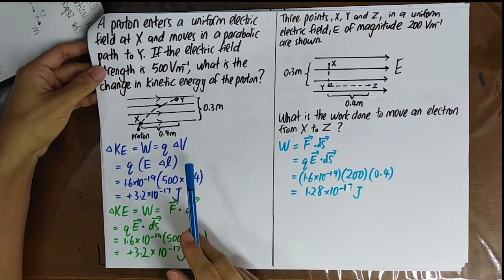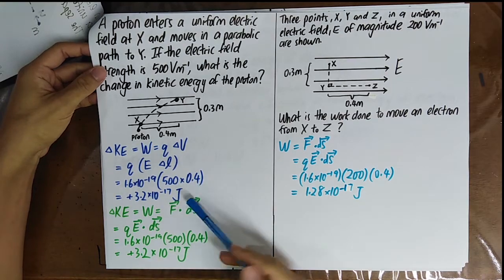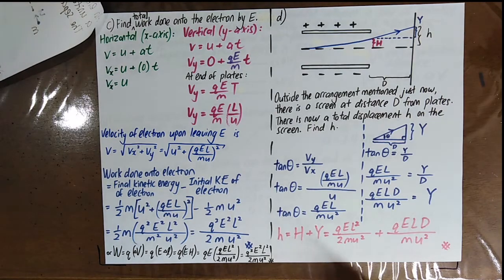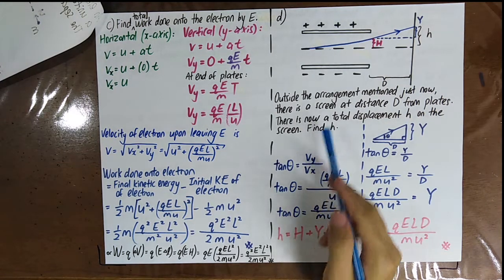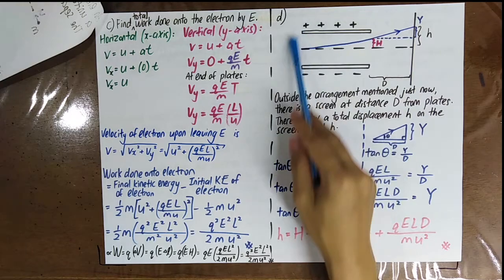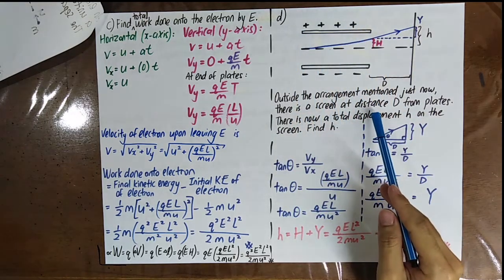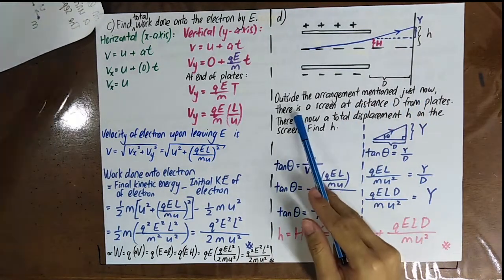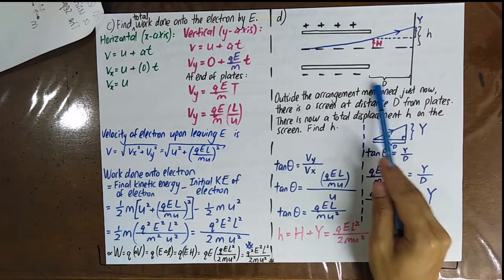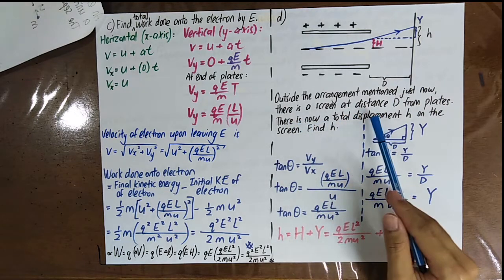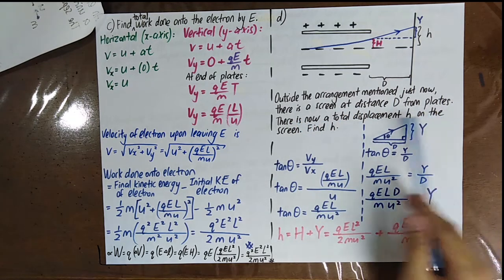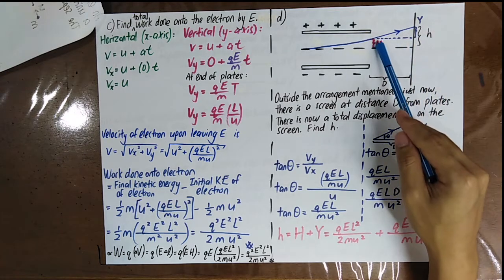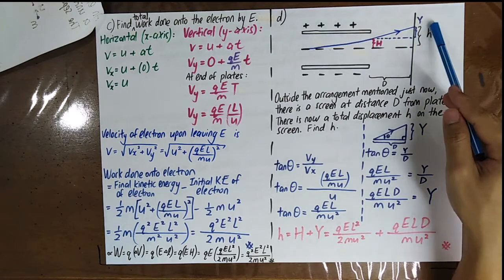But this is just a recap of what you have learned in the last video. Okay, I have shown you this in the last video. Now outside the arrangement mentioned just now, that means that outside the parallel plate, you now have a screen at a distance d from the plate. There is now a total displacement h on the screen. This one, the small h. The small h is larger than the capital H. Please find the small h.